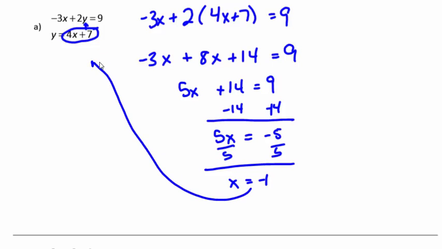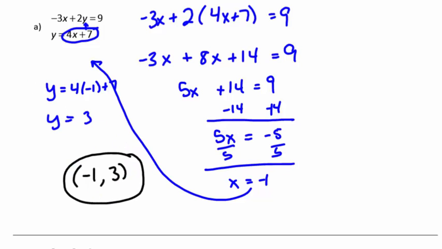Alright, now take that value for x, plug it into the equation to find y. I'm given y equals 4 times negative 1 plus 7. Y equals negative 4 plus 7, or 3. So now I know both values for x and for y. So I know the solution to this system. The solution to this system is the ordered pair where x is negative 1 and y is 3.